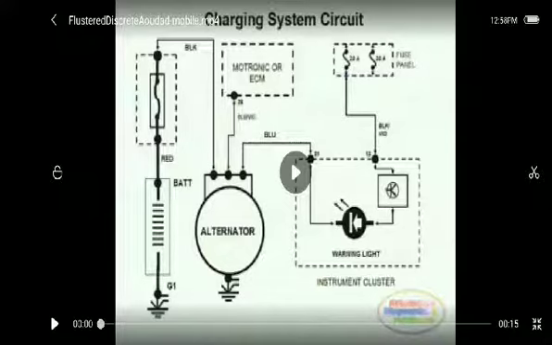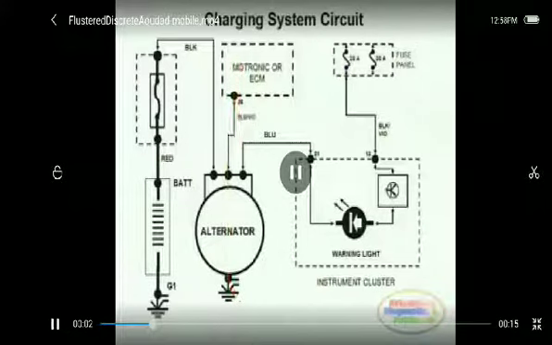From the warning light, there are diodes connected. If there is no warning, then it will pass to the fuse panel, and there will be no warning. If there is some problem with the battery or the alternator or anything else, then there would be a warning shown. Let's view the video.